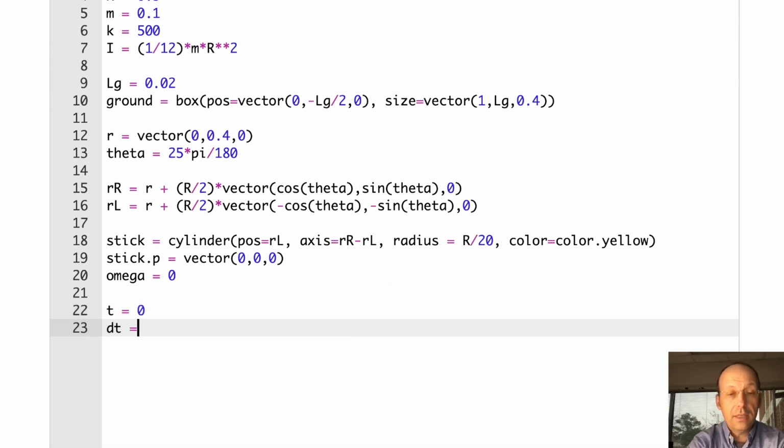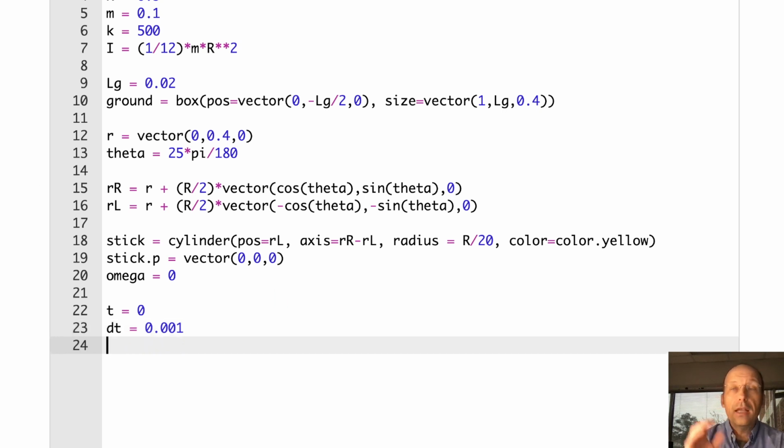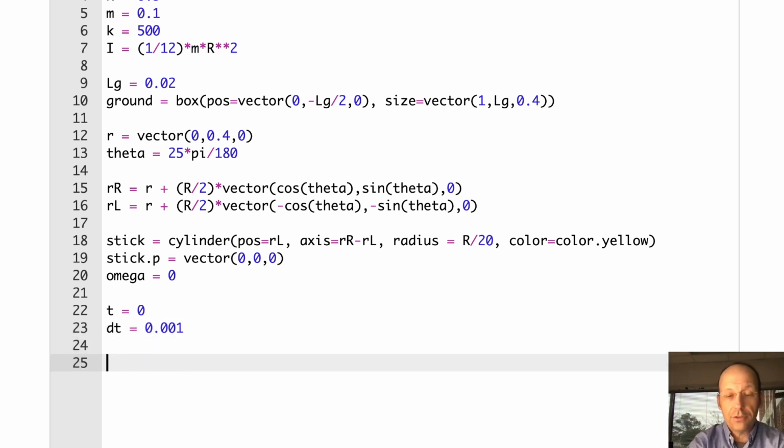Time is 0. dt is 0.001. So that's 1/1000th of a second, which is smaller than I normally do. But I need a short time interval for that collision, because the collision can be very short. So, okay, let's just make the stick fall. That's all I'm going to do.